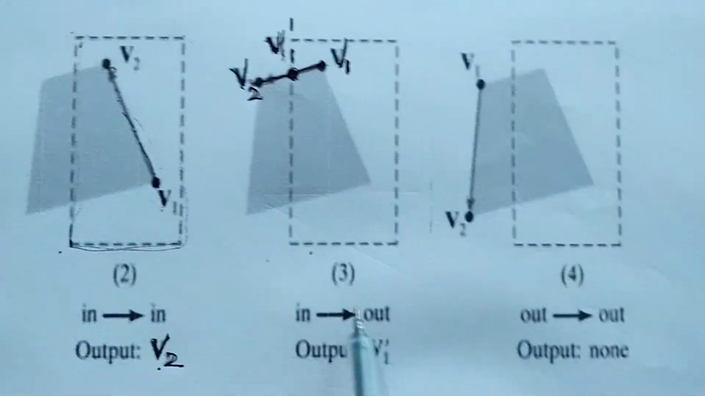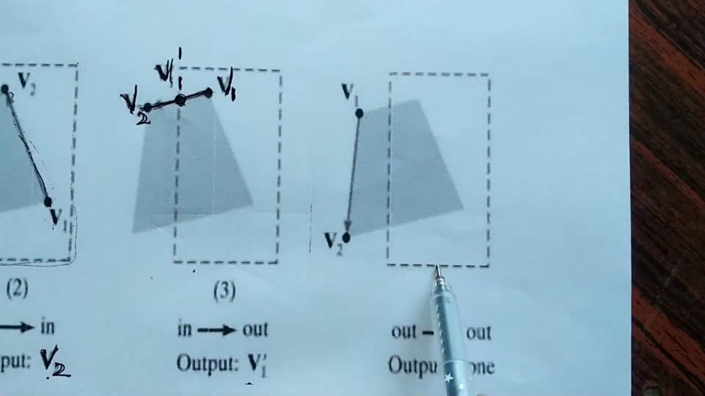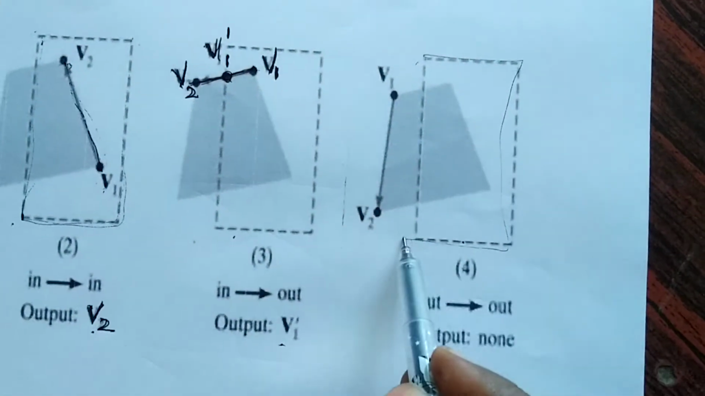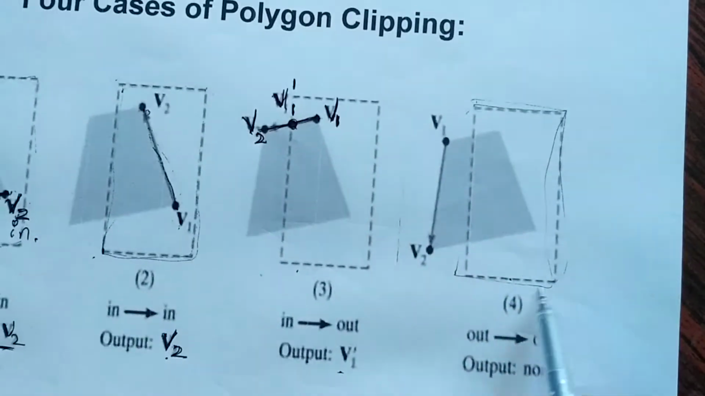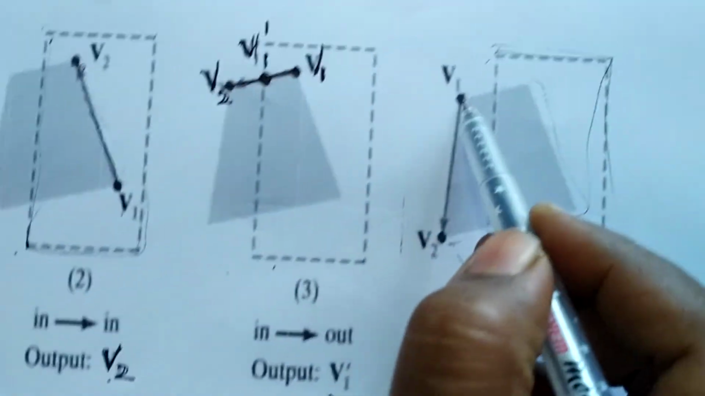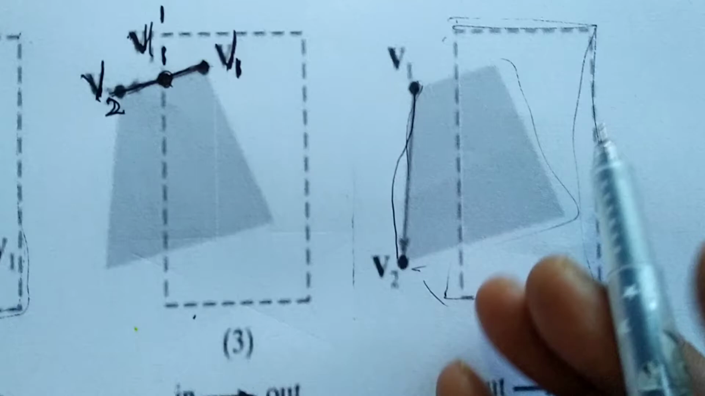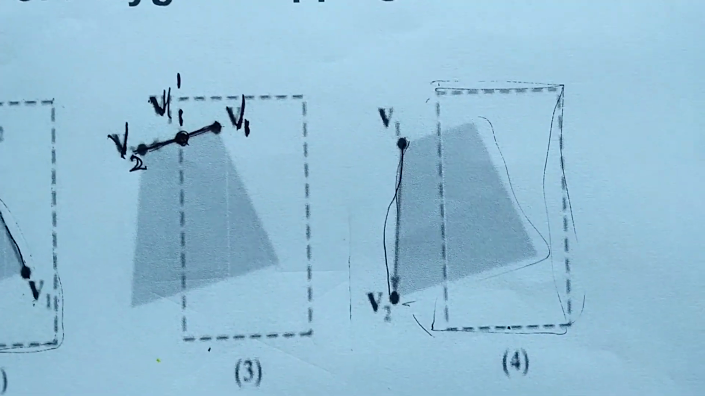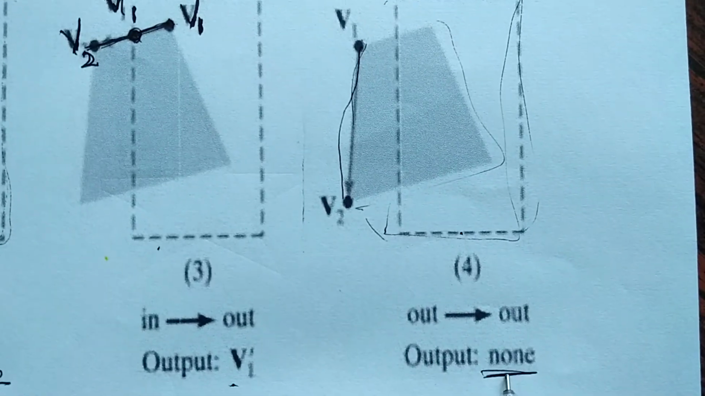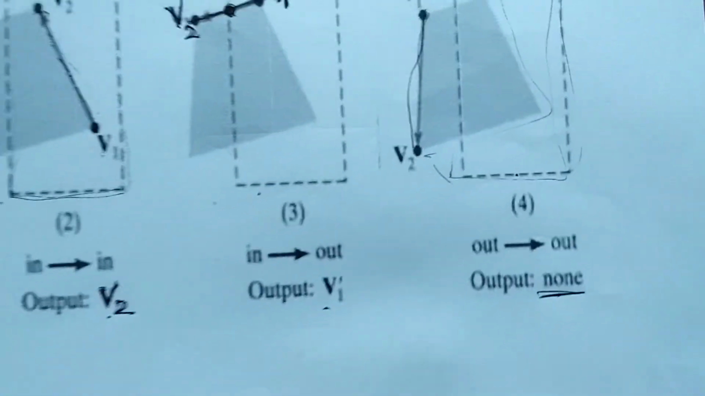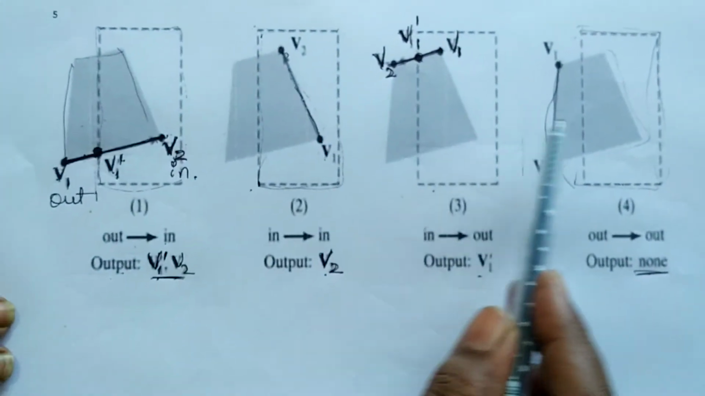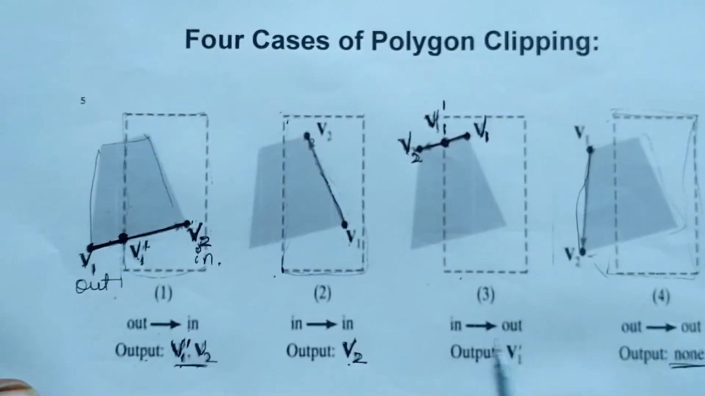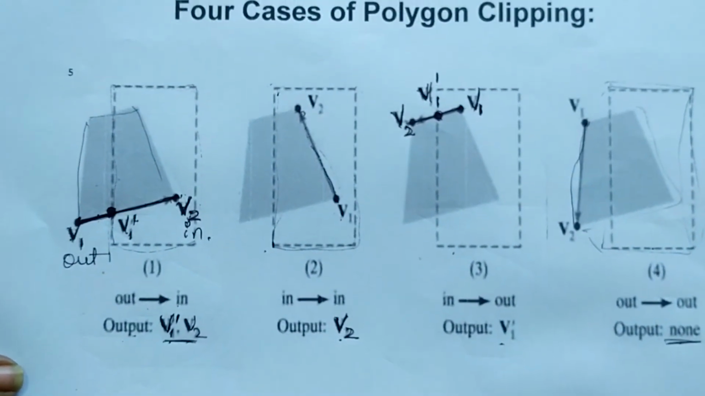In the fourth case, what is happening? This is your clipping window and this is your polygon. The edge of the polygon is completely outside the clipping window. You don't want to save any vertices. So like this, we need to follow 4 cases to clip the polygon using the Cohen-Sutherland algorithm.